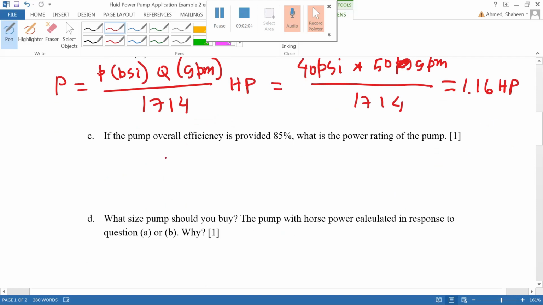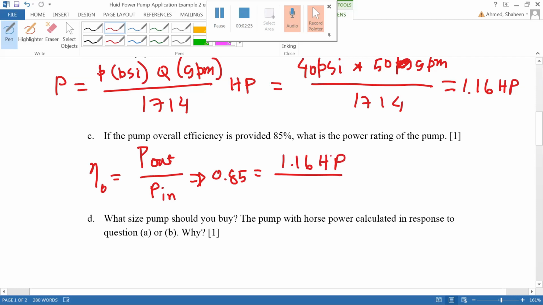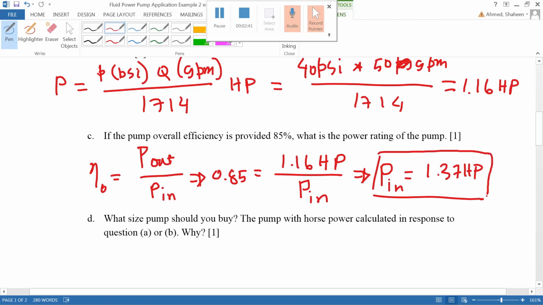Now if the overall efficiency is 85%, what's the power rating of the pump? So overall efficiency is the power output divided by the power input. So 0.85 is equal to, we want 1.16 horsepower output, so what would be the input power? Now P power is in caps and p pressure is in small letter, so just make sure you have the distinction for that. So that's the horsepower you need for the pump.